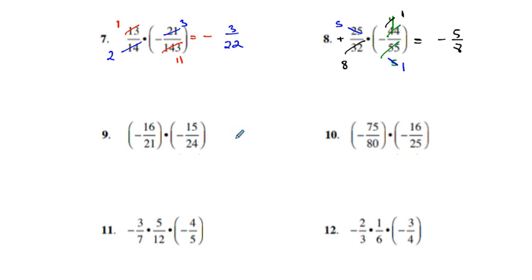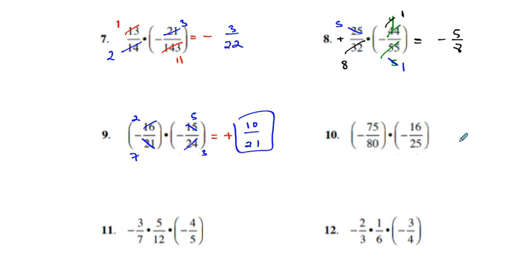Number 9 is a negative times a negative. Negative times a negative is going to be a positive, so my answer is going to be positive here. 8 goes into 16 twice. 8 goes into 24 3 times. 3 goes into 21 7 times. 3 goes into 15 5 times. 2 times 5 is 10. 7 times 3 is 21. So positive 10 over 21.